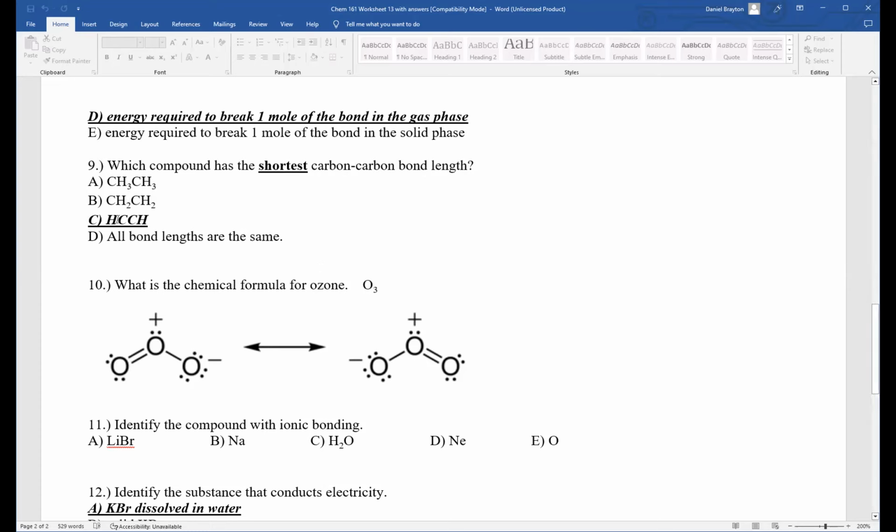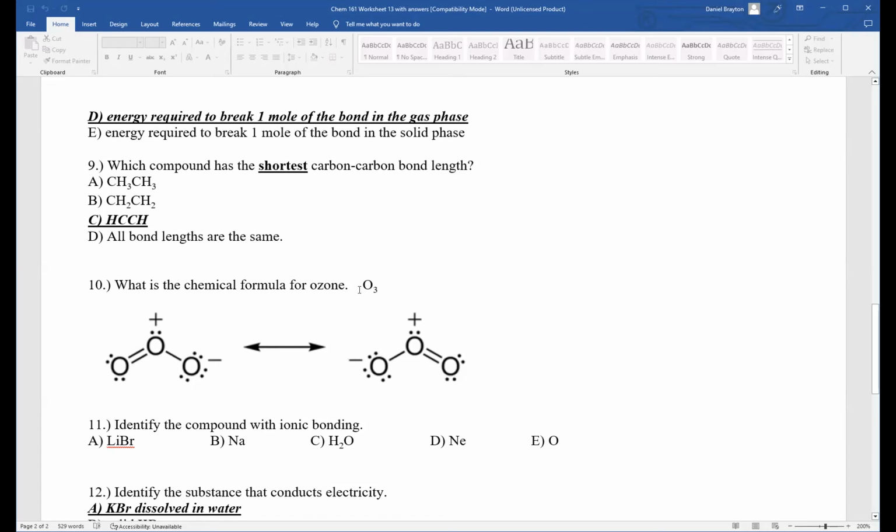And so what this inherently tells us is that A is a single bond, B must be a double bond, and C is a triple bond. So the shortest and strongest bond then is C, and this is that acetylene that's used in welding.